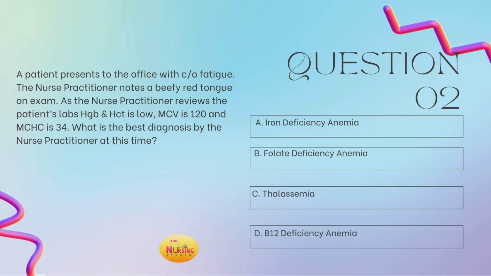A patient presents to the office with complaints of fatigue. The nurse practitioner notes a beefy red tongue on exam. As the nurse practitioner reviews the patient's labs, hemoglobin and hematocrit are low, MCV is 120, and MCHC is 34. What is the best diagnosis by the nurse practitioner at this time? Is it A, iron deficiency anemia, B, folate deficiency anemia, C, thalassemia, or D, B12 deficiency anemia?